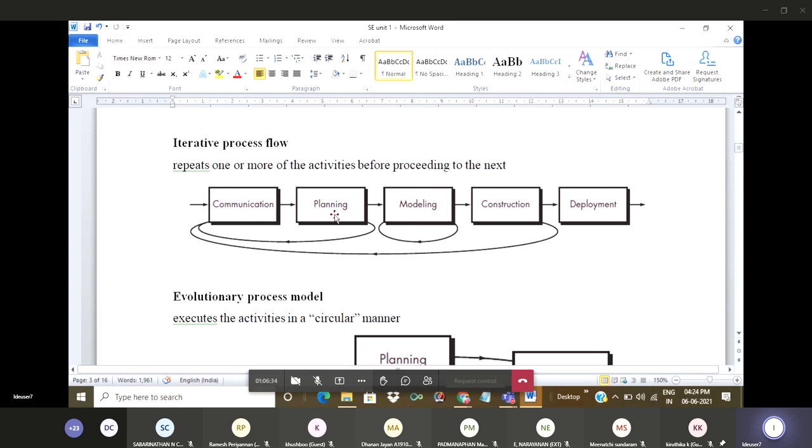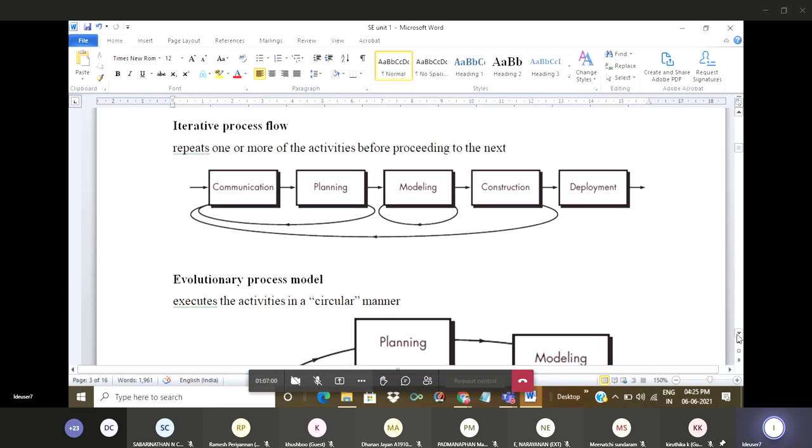Then it communicates, then plans. If there is no problem in communication and planning, then it comes to modeling. Then modeling gets over, then it comes to construction. At the end, deployment. So it repeats one or more of the activities before proceeding to the next activities. This is iterative process flow.